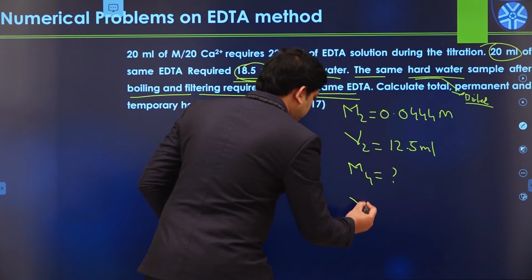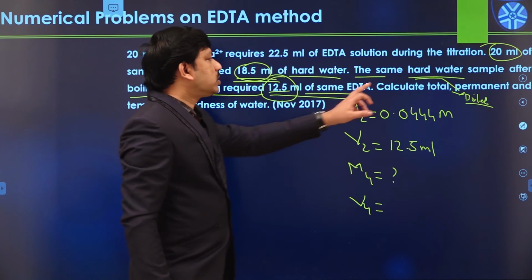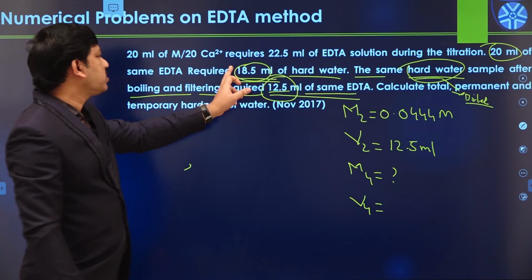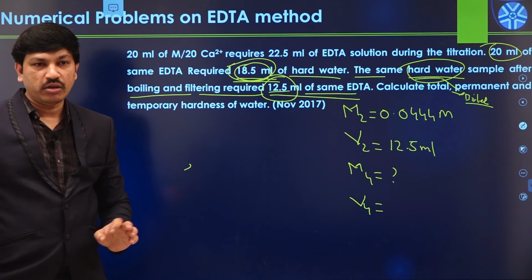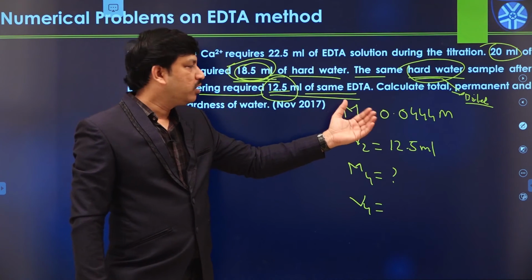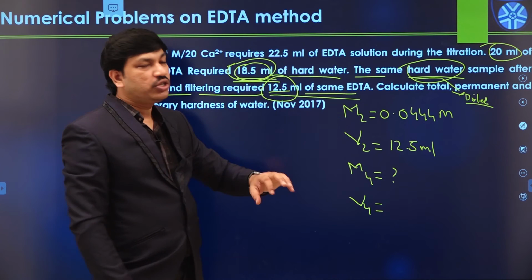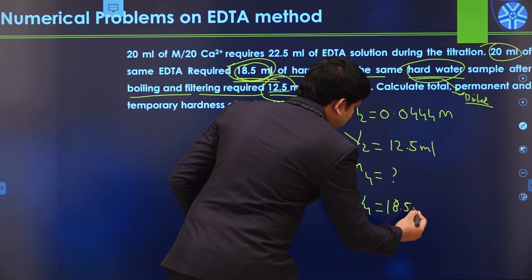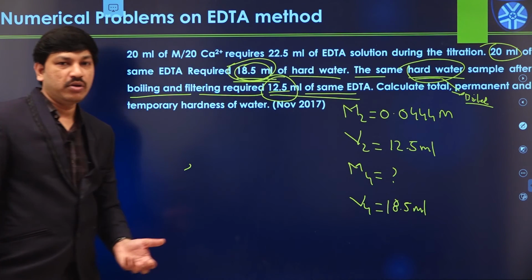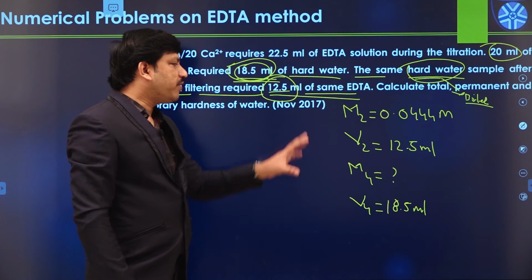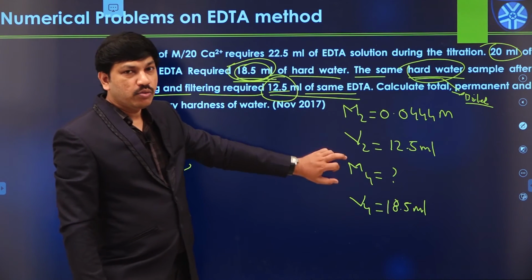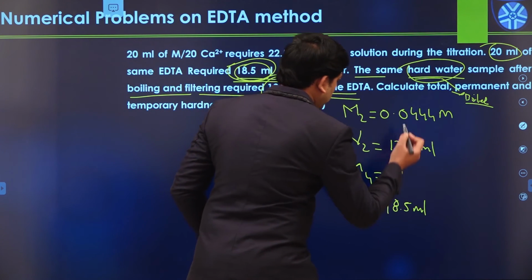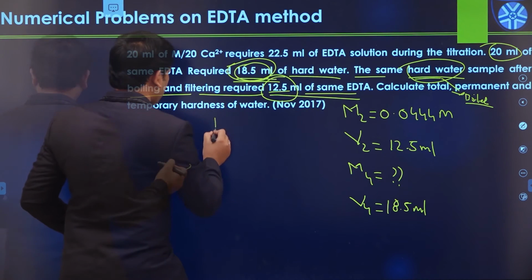Now what about V4? V4 means how much water sample we have used. They mentioned that this is the same hard water sample, so again they are using 18.5 ml, taken from the boiled and filtered hard water. That solution is used for the titration. So in the third case we have these parameters: M2 value, V2 value, M4 value, and V4. Among these four values, M4 is the unknown value. Then what is the formula?